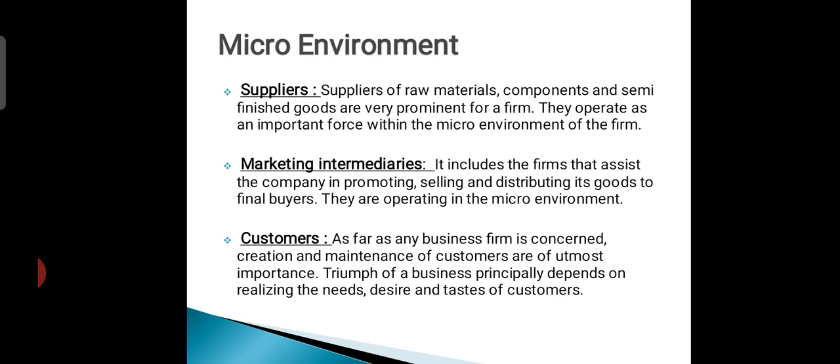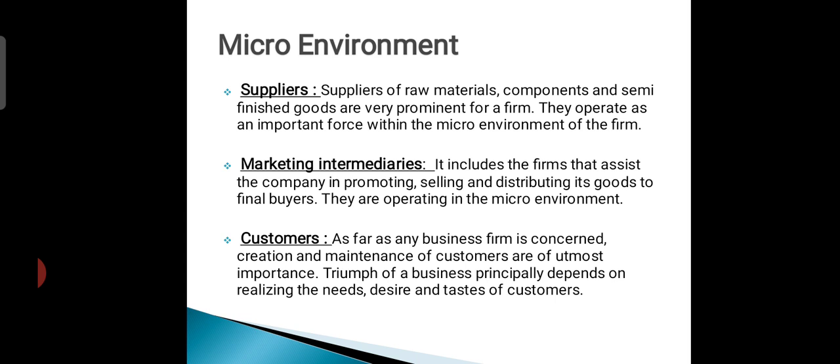The second one is customers. Customer is the king in our market. We know that this is the mantra: customer is king. So customers are the main factor in our market. Customer satisfaction and customer retention are the most important factors for considering the growth of a business firm.